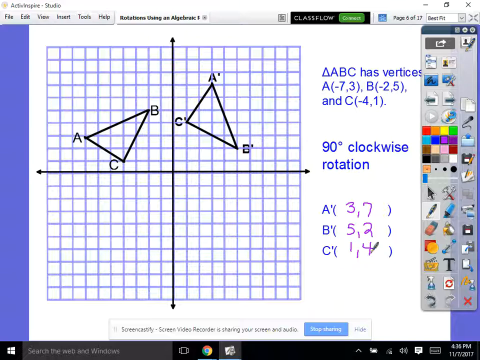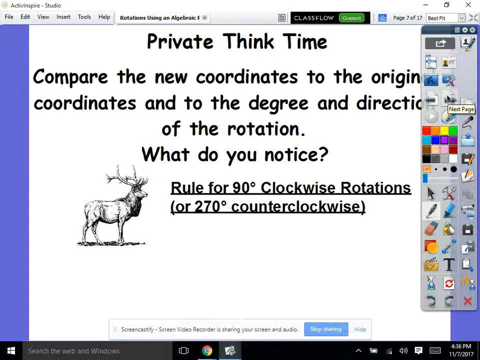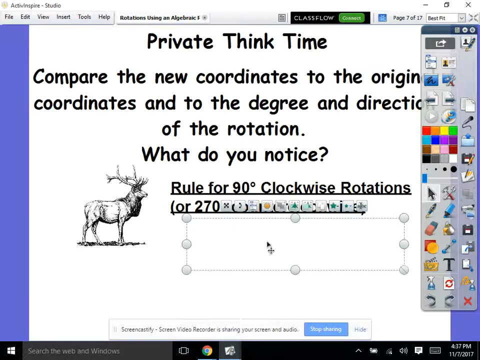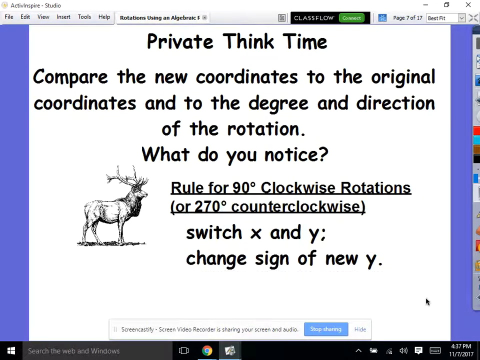And so we talked yesterday about how these coordinates compare to the original coordinates and to the actual 90-degree clockwise rotation. And the rule for the 90-degree clockwise rotation, or 270 degrees counterclockwise, because those are the same, is you switch X and Y and then change the sign of the new Y. So switch X and Y, then change the sign of the new Y.